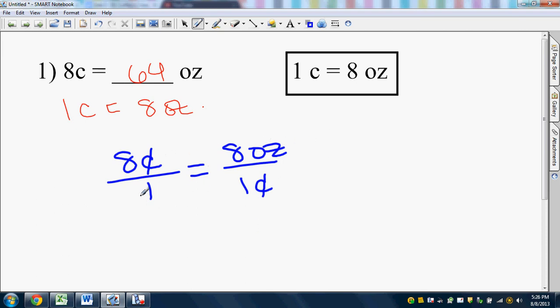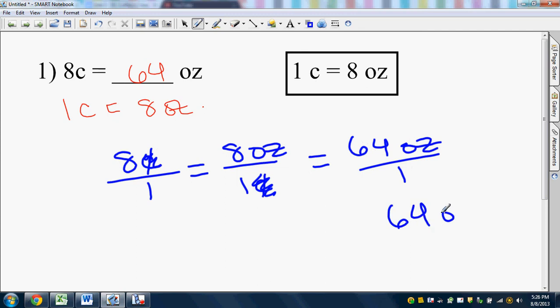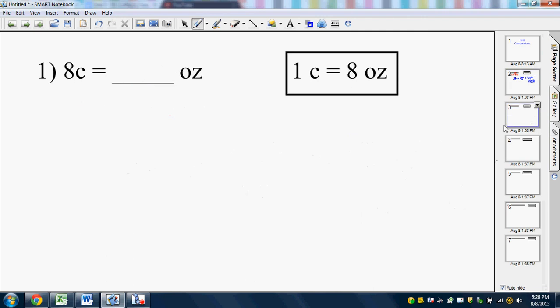And then I can multiply everything on top across, and then everything on the bottom straight across. So 8 times 8 is 64, and then I don't have a unit here because this one's canceled out, which just leaves me with ounces. And then 1 times 1, and again, there's not a unit there, so that's just equal to 1. So 64 ounces over 1 is the same thing as 64 ounces. And that's, again, the same thing that we got using this method.